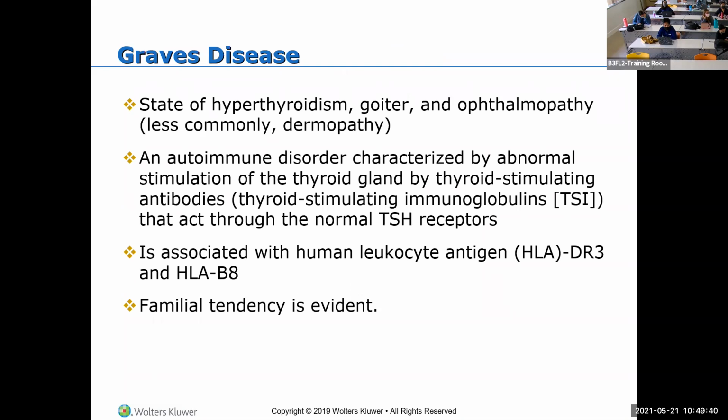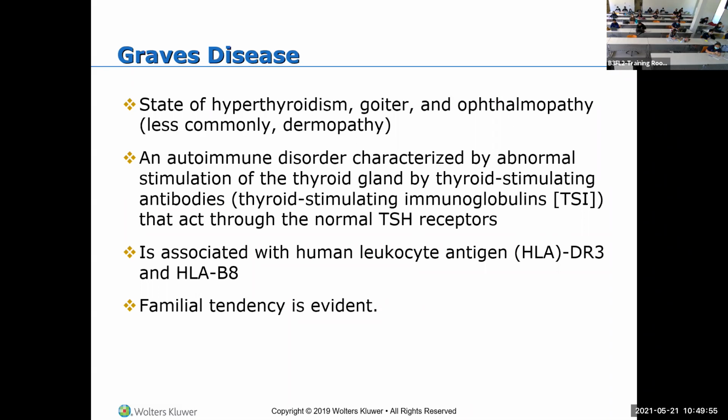Graves' disease is one of the conditions of hyperthyroidism. I gave you the scenario. Is that correct? Everybody's okay with that one? And that is my Graves' disease right now.